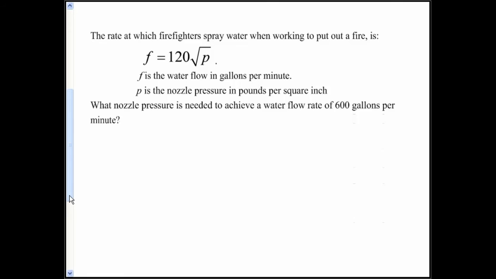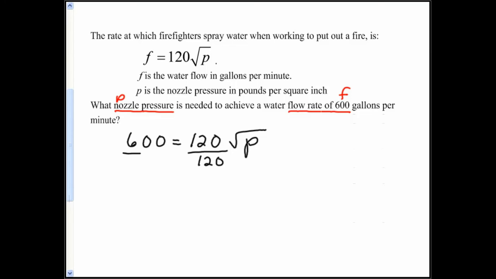All right, we're looking for nozzle pressure. That is our P. So nozzle pressure, that's the P. All right. We're being given the flow rate of 600 gallons per minute. That is our F. So we're going to substitute 600 in for F and then solve for P. So we'll have 600 equals 120 times the square root of P.